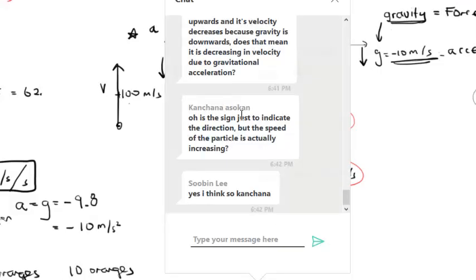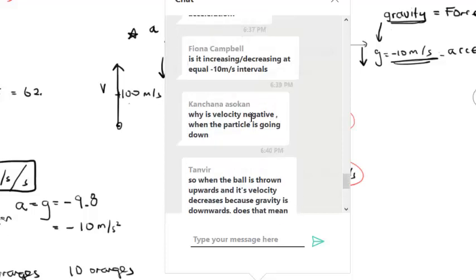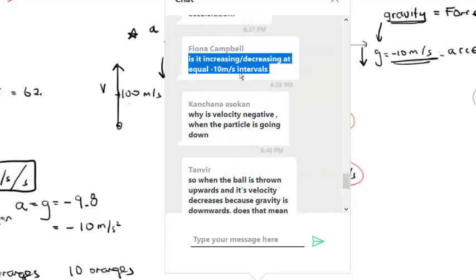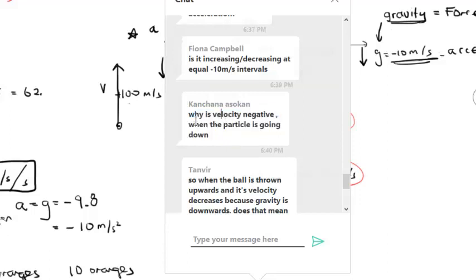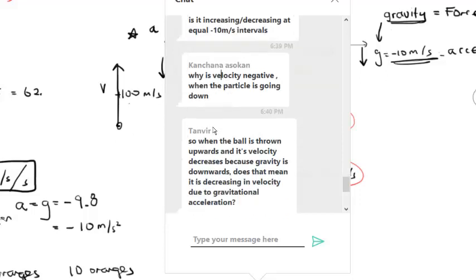Hold on. There are so many questions. Okay, right. Kanchana, why is velocity negative when the particle is going down? Okay, so we usually assign a positive value to the upward direction, and we assign a negative value for the downward direction. We assign a positive value for going to the right, and a negative value for going to the left. But of course you can change them if you want. But if you assign one direction as positive, the other direction must be negative. That's what you have to do.